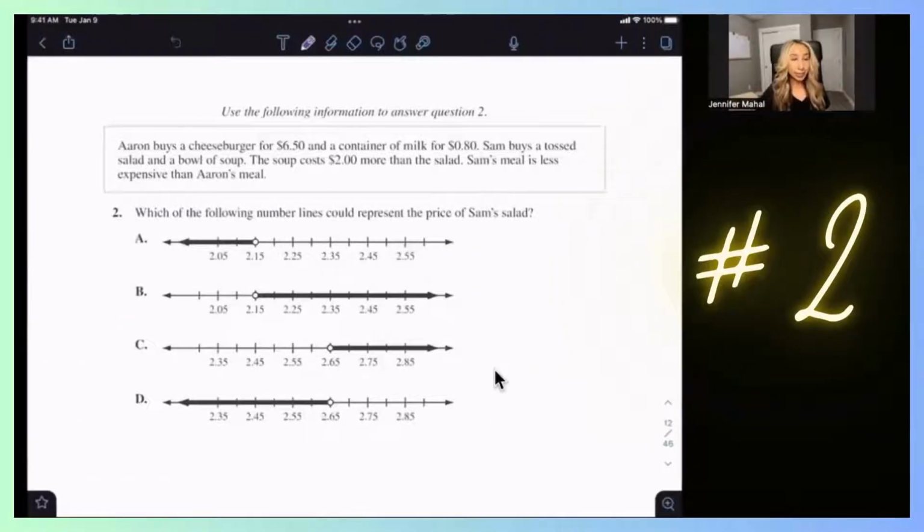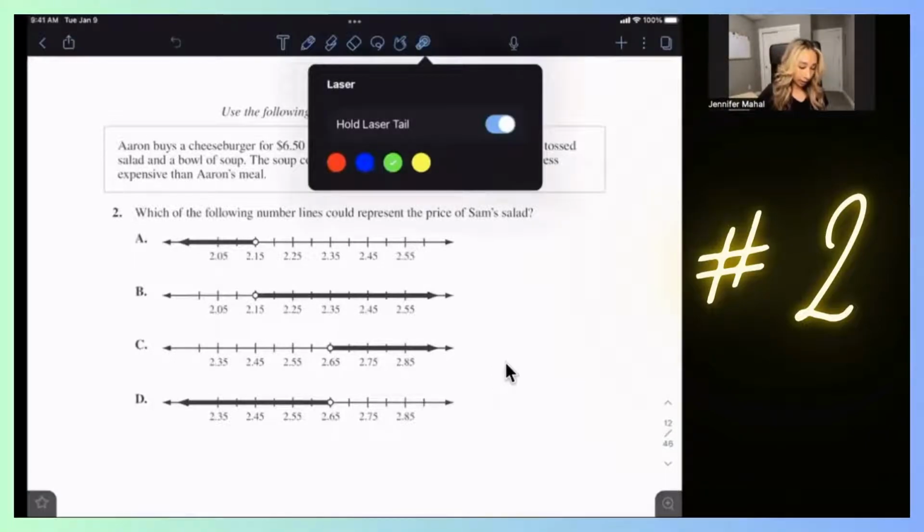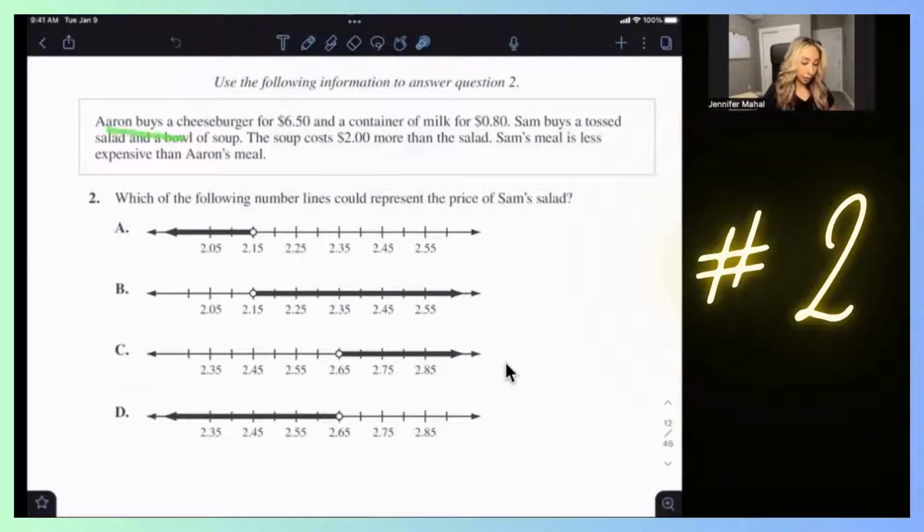So this one is a little tricky because it's building back on linear equations, but let me read it out loud. Aaron buys a cheeseburger for $6.50 and a container of milk for 80 cents. Sam buys a tossed salad and a bowl of soup. The soup costs $2 more than the salad. So I'm actually going to highlight that word here, the more. And of course, we've got our money amounts there that I'm going to keep track of. Sam's meal is less expensive than Aaron's.